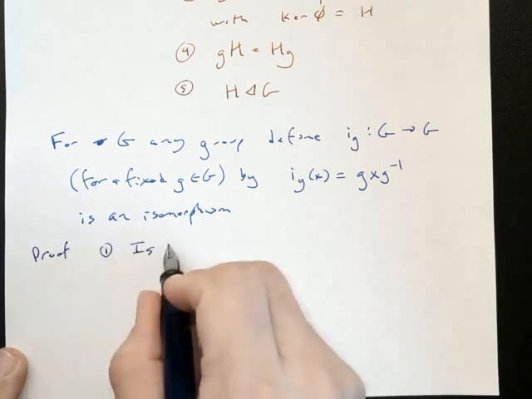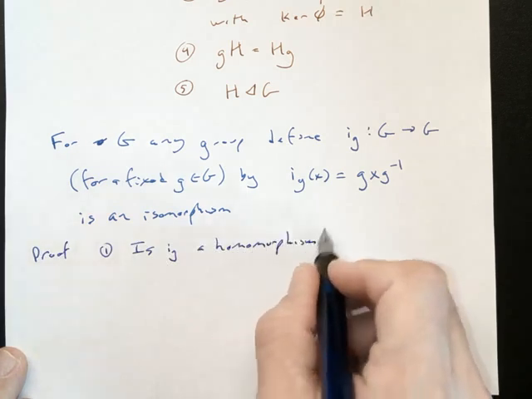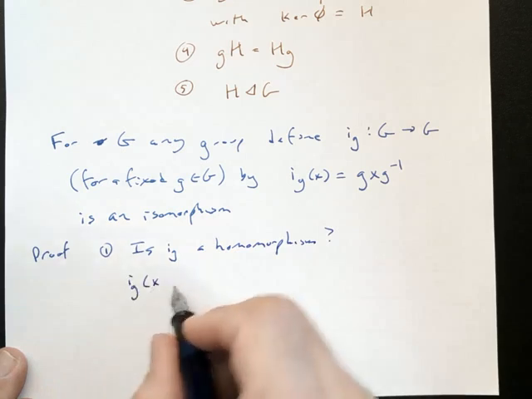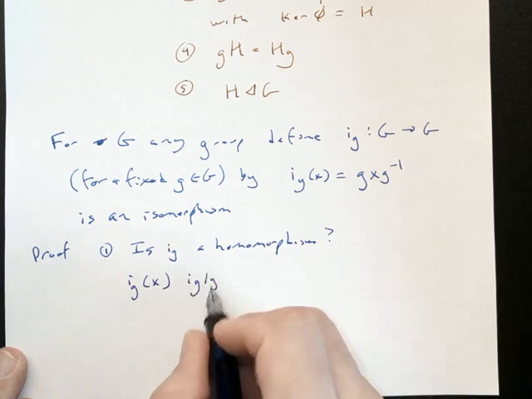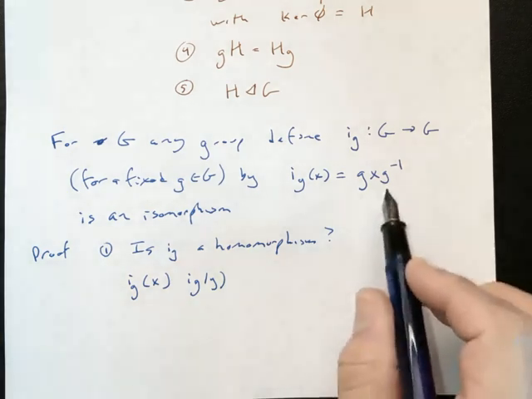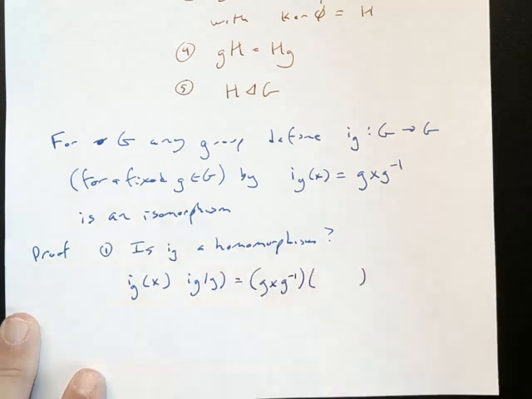1. Is IG a homomorphism? Well, that means I need IG of X times IG of Y, and I should end up with IG of XY. That would be what the homomorphism property tells me, right? Multiplying after the function is the same as multiplying before the function. What is IG of X? Well, I wrote that down. That's GX G inverse. What's IG of Y?